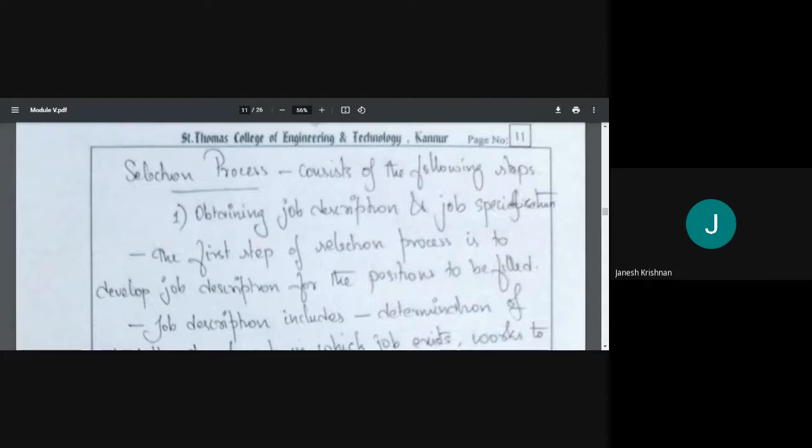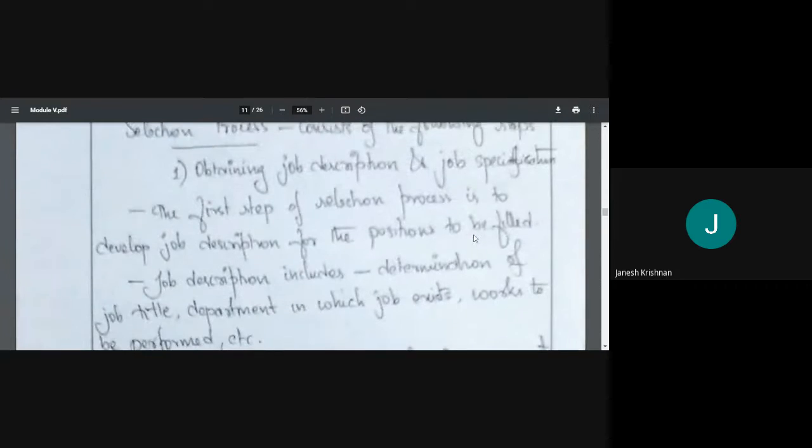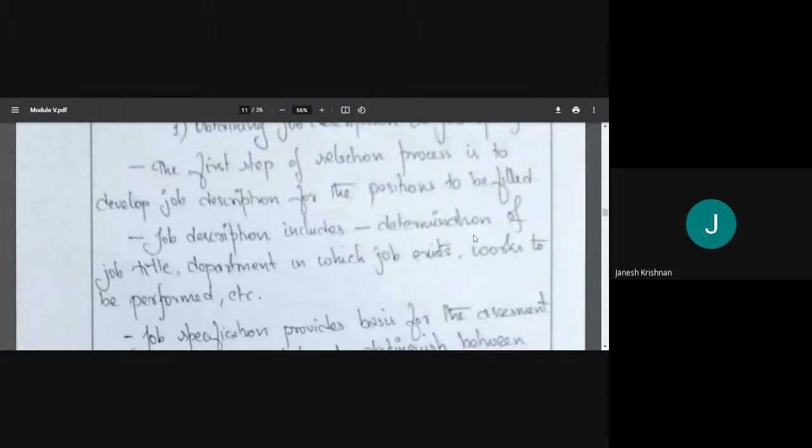So what is my position? I have done my job analysis, right? So I know what the requirement is. Say for example, we are taking a site engineer. What is the job description of that? What is he supposed to do? So job description includes determination of the job title, department in which the job exists, works to be performed, etc.